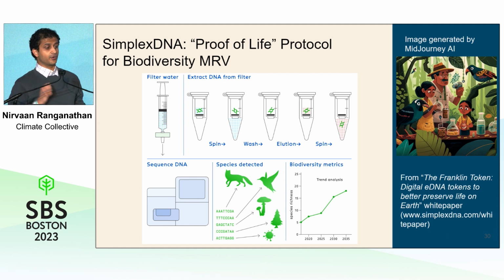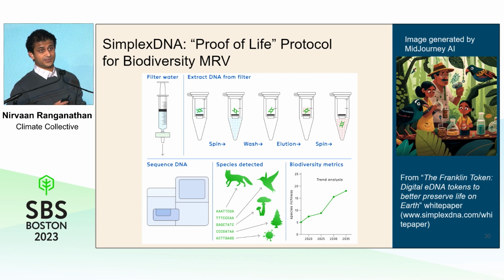and the Proof of Life protocol that they're building for biodiversity MRV. So remember our AI-generated family up there who's collecting samples in a rainforest. What do you do with those samples then? This is where the SimplexDNA Proof of Life protocol takes off. You have this water sample or air sample, you send it to the nearest lab that extracts the DNA from it. I'm not a geneticist, but I saw the words PCR over there. It's not dissimilar to a COVID test, essentially how the initial analysis and extraction is done.